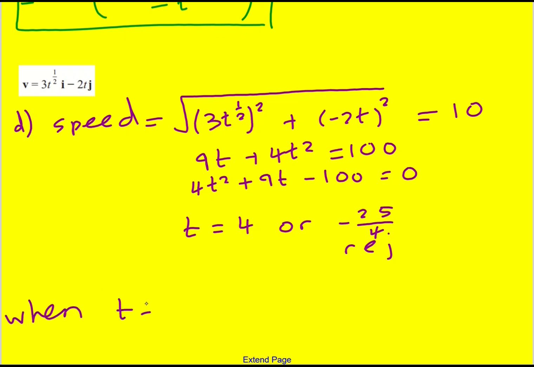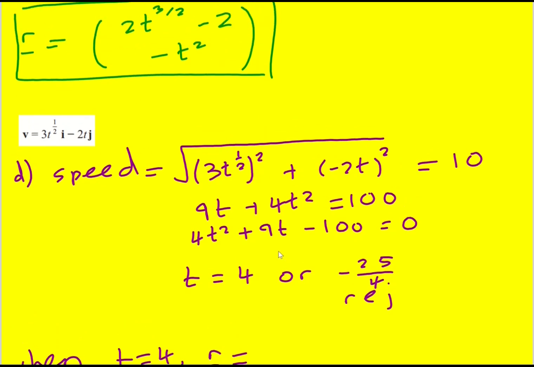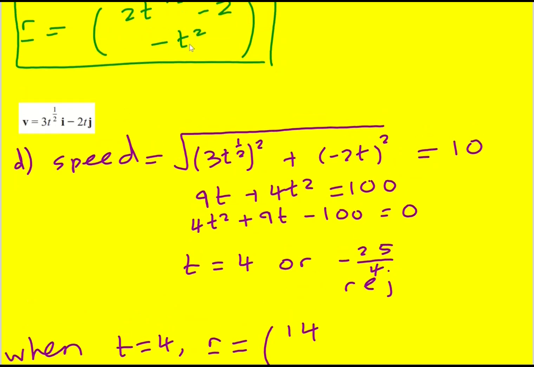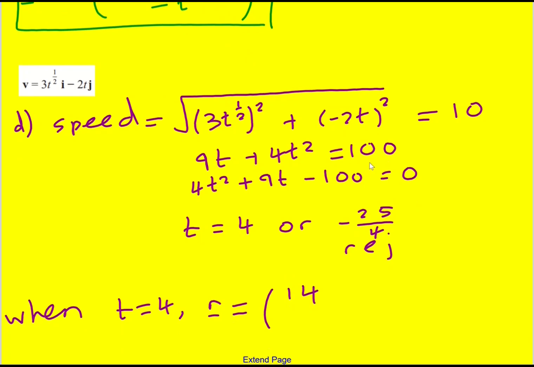And then we're nearly there. So when t is equal to 4, the position vector, I've just got to put 4 into here. I'm going to get, well, 4 to the power of 3 over 2 is actually, I square root and I cube, I get 8, and I times by 2, 16, and minus 2, I get 14. Of course, use your calculator. Minus t squared is going to become minus 16.